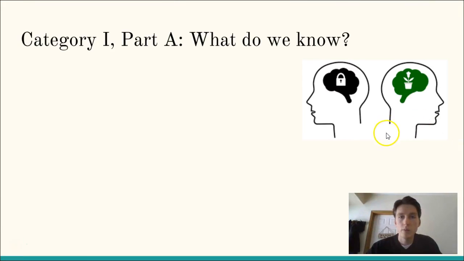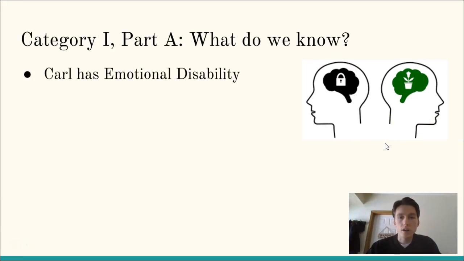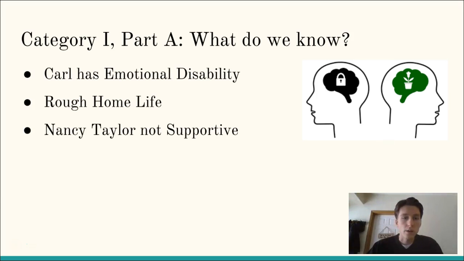Problem identification and analysis. Part A. What do we know? We know that Carl has an emotional disability. We know that he has a rough home life with a recent divorce, pretty unstable parents that are fighting. We know that Nancy Taylor is not very supportive of having the child in her classroom or being willing to collaborate.